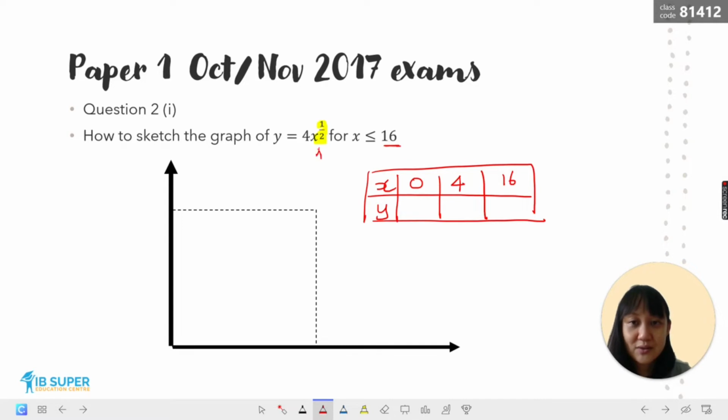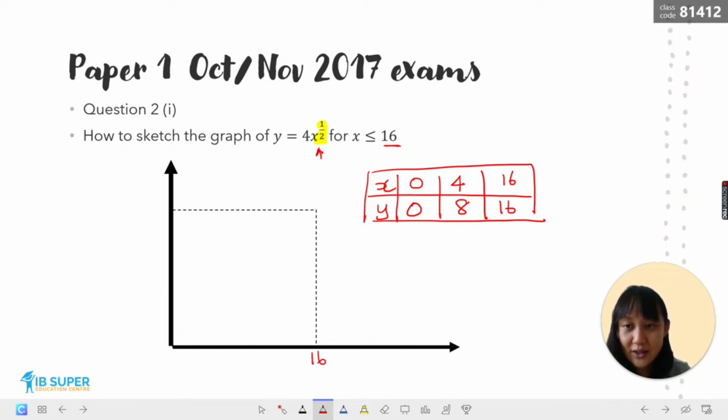If we substitute 0 into x here, you're going to get square root of 0 is simply 0, and multiplying by 4, you get 0 as well. Square root of 4, on the other hand, you get 2. 2 times 4, you get 8. 16. Square root of 16 is 4. 4 times 4 is 16 as well. Okay, great. So now you can roughly sketch this out.